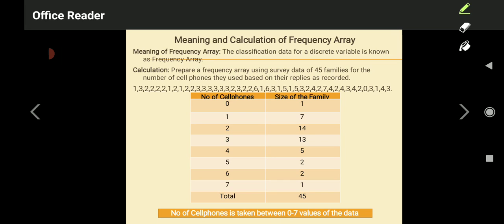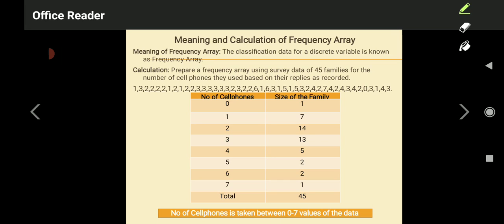In the data information, one thing is very important to understand. The lowest value of data will be the lowest number of cell phones that a family is using, and the highest value of data will be the highest number of cell phones that a family is using. Let us understand how many families are using zero cell phones.